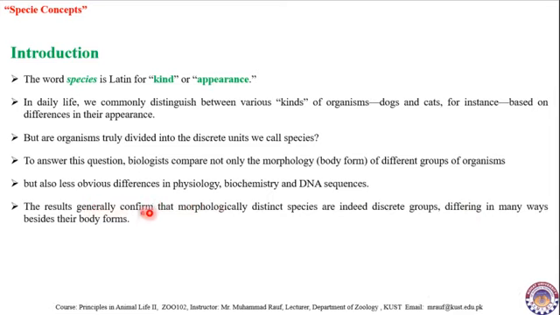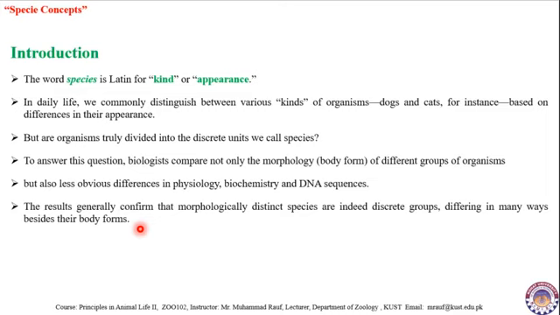The results generally confirm that morphologically distinct species are indeed discrete groups differing in many ways beside their body forms. So because of the advancements in technology and the development of new techniques, more and more ways are being opened for studying the various aspects of living organisms, and then they can be used as criteria for classification.